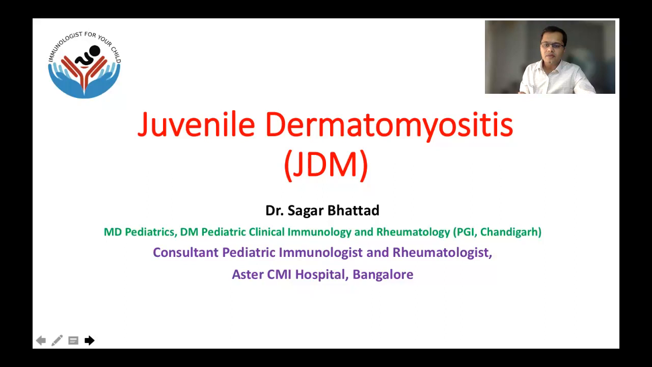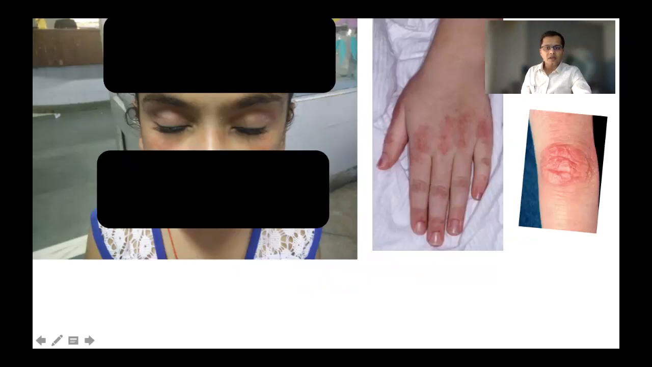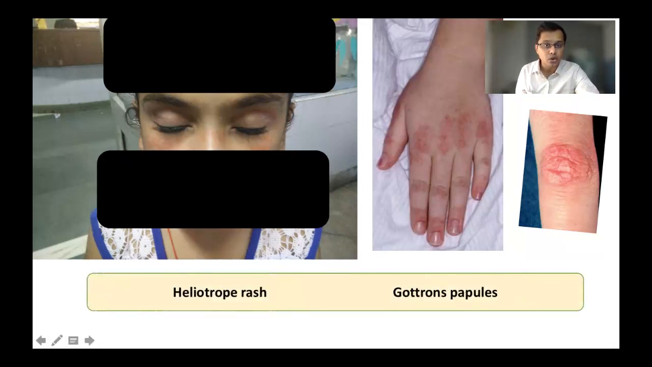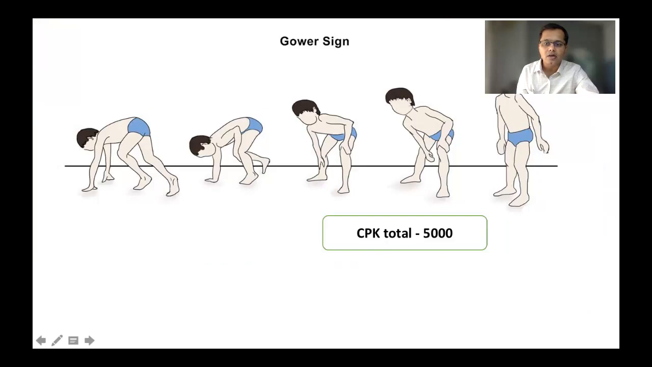Now, we recently had a girl child who presented with such rashes over the eyelids. As you can see, these purplish rashes over the eyelids, what we call the heliotrope rash, and then there were flat top papules over the knuckles and over the PIP joints. We call them the Gottron papules.